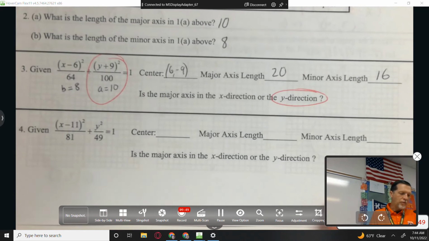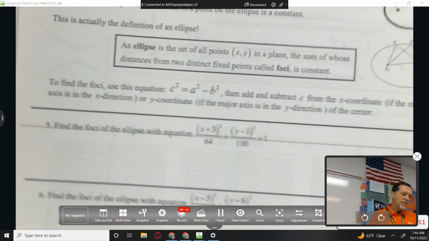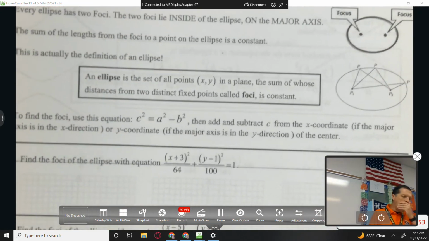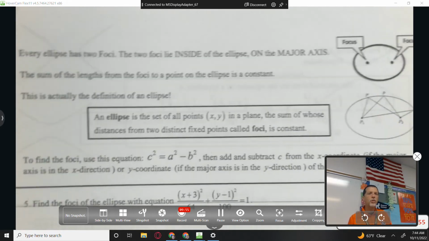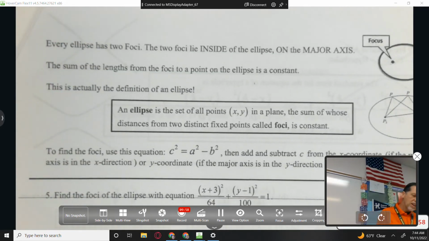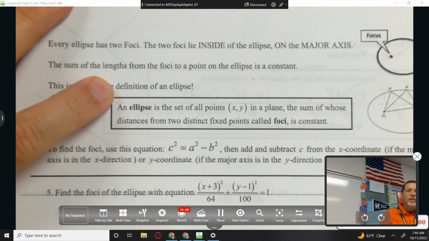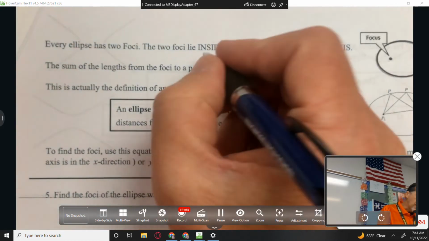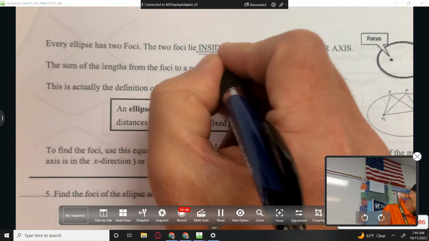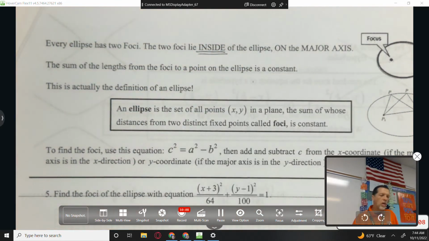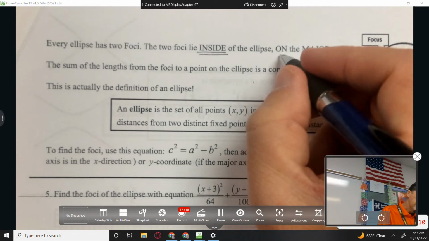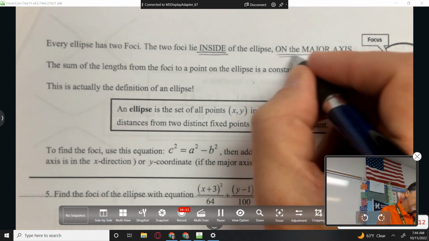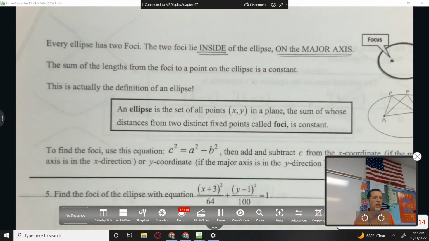Let's skip number 4 because it's the same question. Every ellipse has 2 foci. That's the plural of focus, one focus, two foci. The two foci lie inside of the ellipse on the major axis. Always inside, always on the major axis.